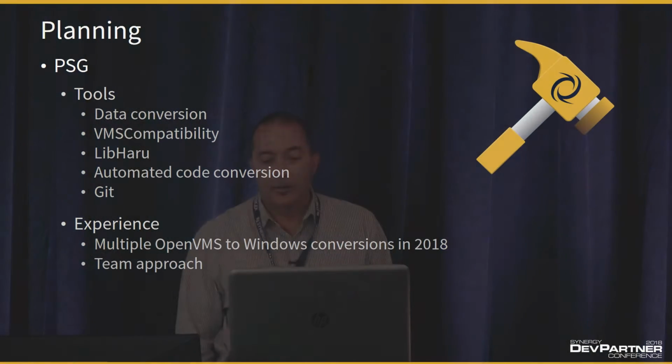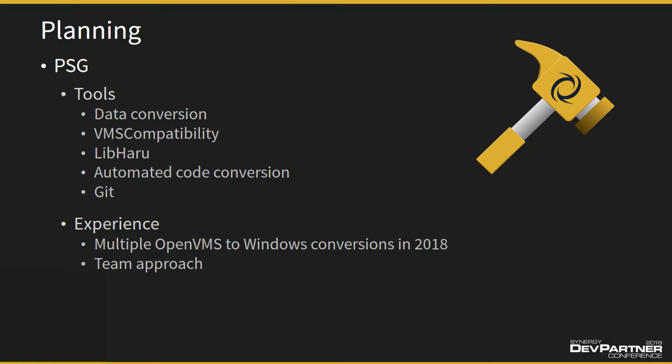For PSG, planning for the migration included creating and gathering the tools to put in our toolbox. Many of these tools have actually been shown in not only this year's but in prior years' presentations, so they should be familiar to you. This includes our VMS compatibility library that allows for calling of common VMS routines in a Windows environment, the libharu assembly for PDF creation and printing, as well as Git for both source control and trouble tracking.